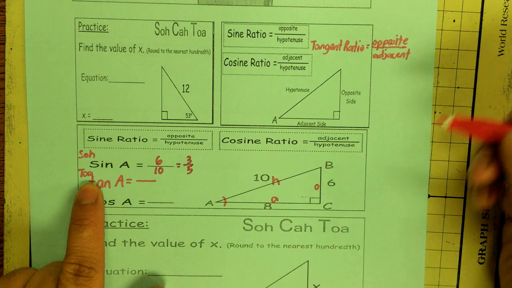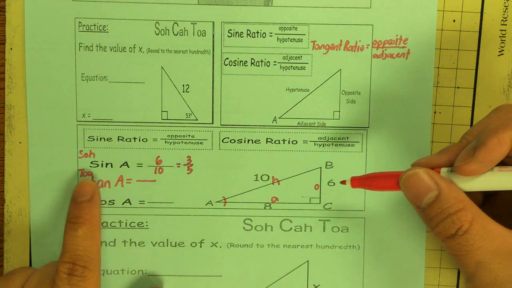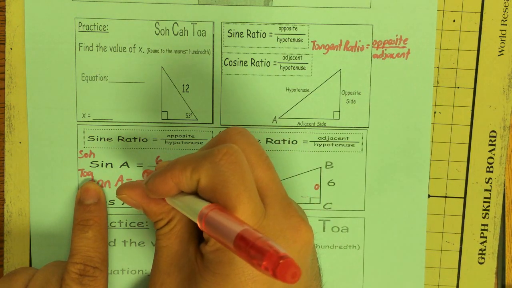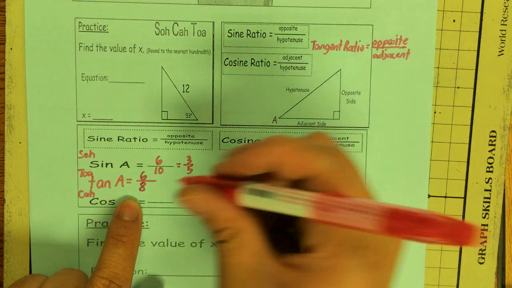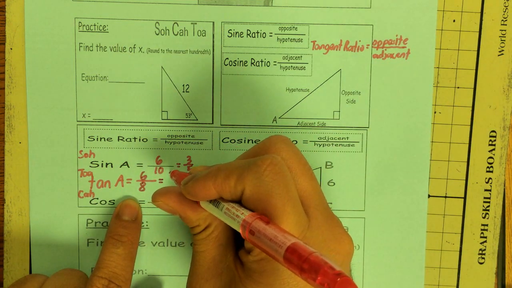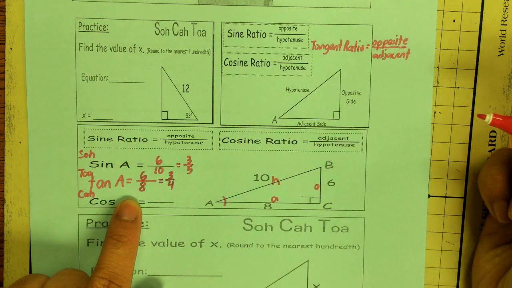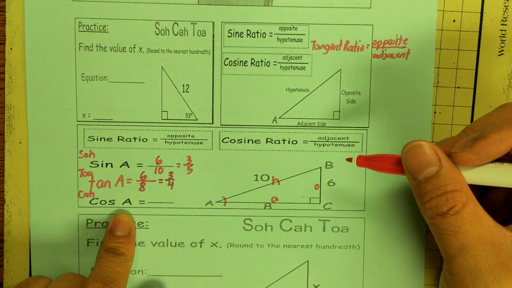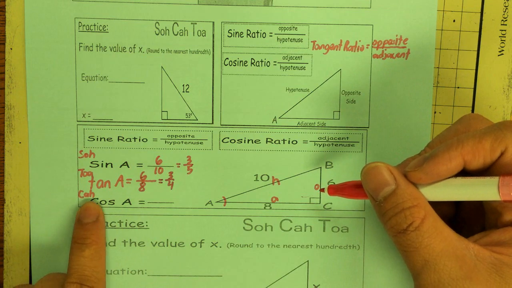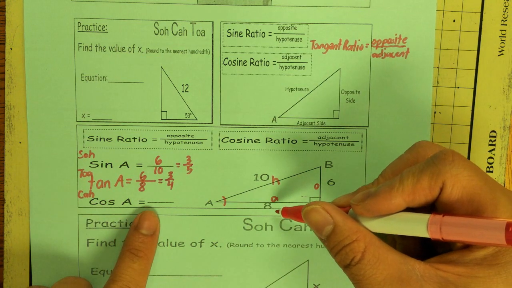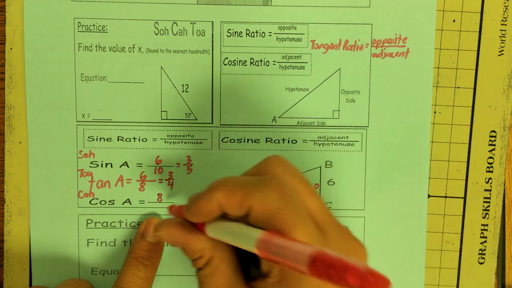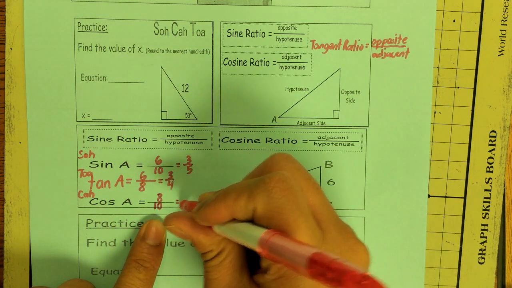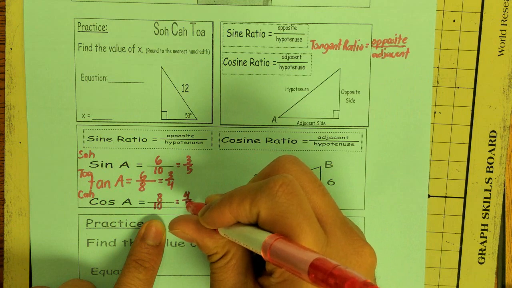Tangent is toa. We have O and A. O opposite 6, A adjacent 8. And as a reduced fraction, that is 3/4. Last but not least, cosine. Cah, C-A-H. That means we use A adjacent over H hypotenuse, which is a reduced fraction of 4/5.